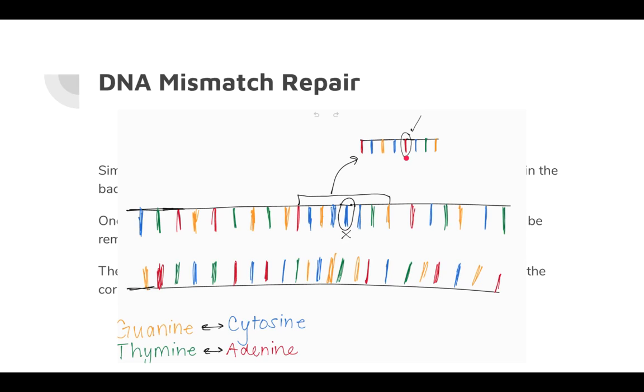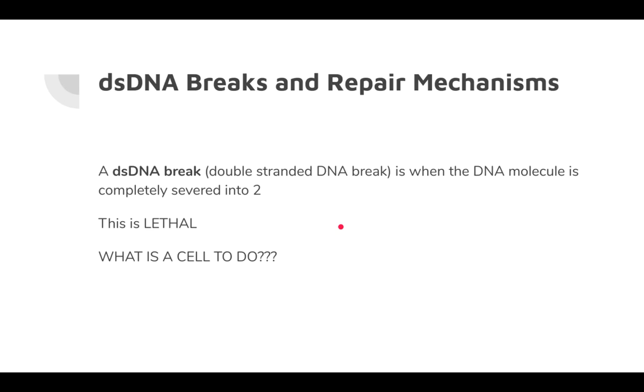And this blue, we'll look across here, it's across from a green. It should be a red. It should be an adenine. So this section is taken out, and the correct nucleotide, adenine, is put in. Once we've fixed it, we're going to put it back in and ligate these ends together. And now we have the correct base. Easy peasy and super simple.